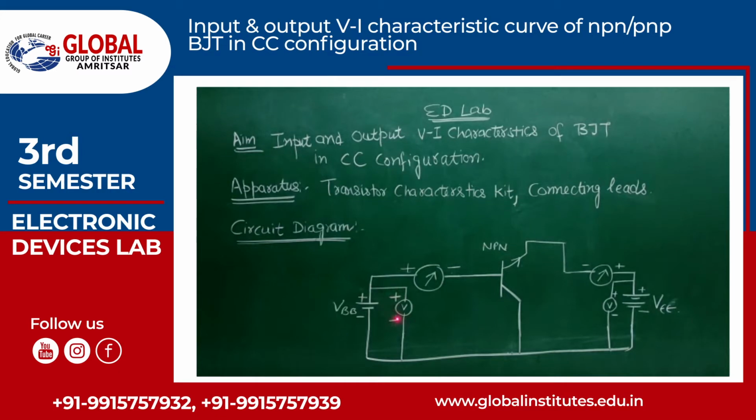This voltmeter is used for measuring the voltage in the input side and this ammeter is used for measuring the current in the input side. This voltmeter is used for measuring the voltage in the output side and ammeter is used for measuring the current in the output side. VBB voltage is used to forward bias the base collector junction and VEE is used to reverse bias the emitter collector junction. Now we will perform this experiment in transistor characteristics kit, take the readings and draw the graph of the transistor in common collector configuration.